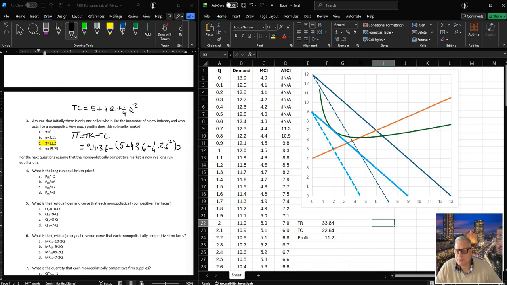Okay, so now, we see in the long run equilibrium, we have a situation where marginal revenue intersects with marginal cost. Here, it looks like it is the quantity of 2. And each firm now acts like a monopolist, and they charge a price of 7. So this is the long run equilibrium price, and this is the long run equilibrium quantity.